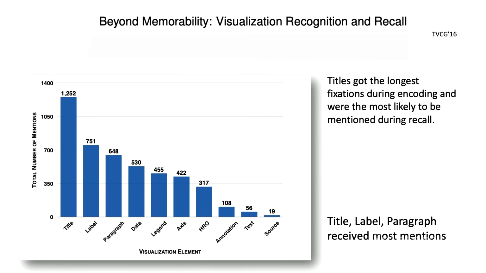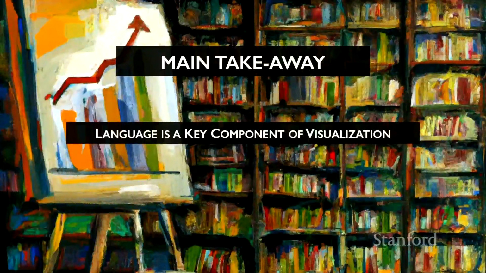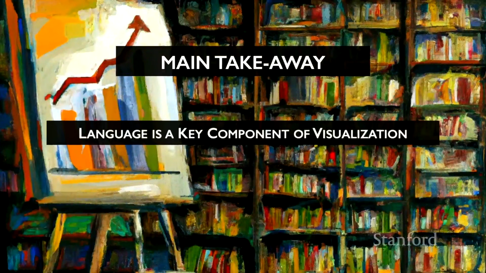However, there were some results counter to this. In the well-known paper Beyond Memorability, the authors had many people look at many designs and then see what they remembered. They found that the titles got the longest fixations during the encoding of the charts and were the most likely to be mentioned during recall, followed by the labels and the paragraphs. So clearly, even when visualizations are flashed up very briefly, people are really looking at the text. The main takeaway is that language is a key component of visualization, but we really don't understand how they should interact.